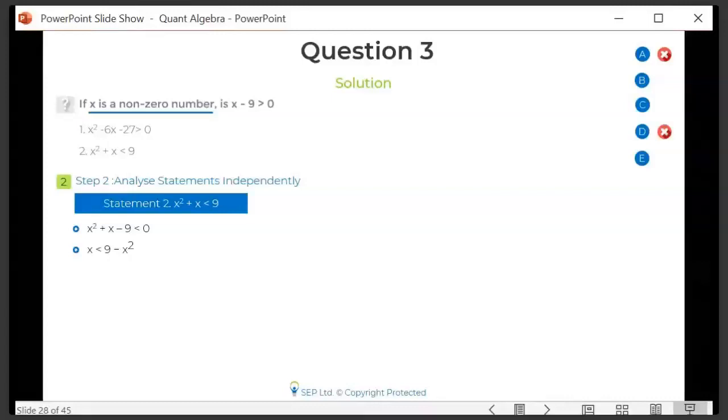Anyone? Once again, it's okay if you get it wrong. Just tell me any non-zero number, guys. Yes.